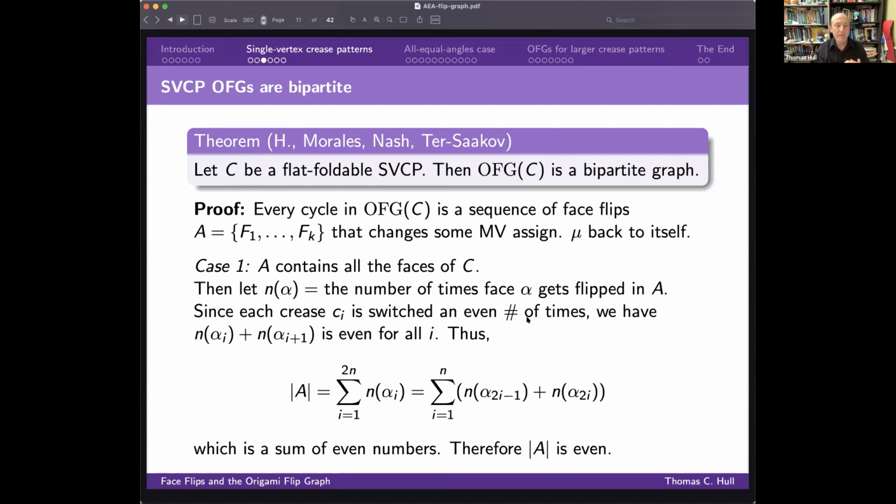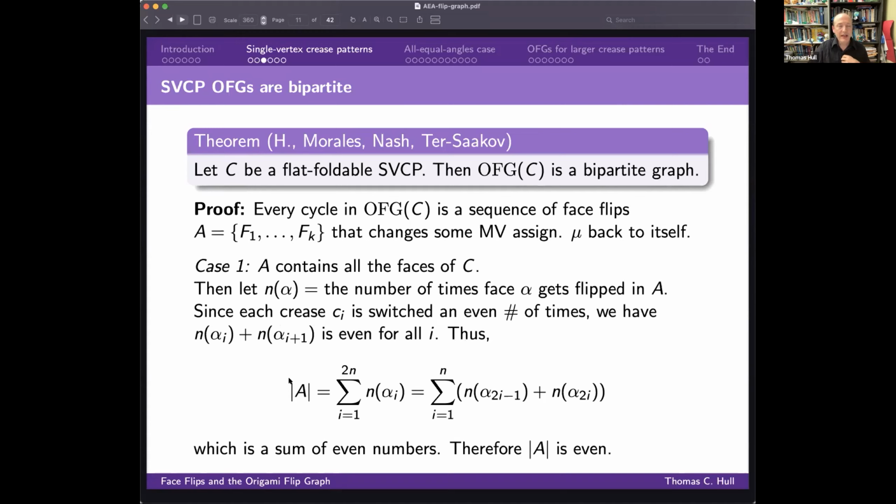So each crease might change, but it must change an even number of times to come back to where it started. And that means now crease CI is only changed if we flip the two faces next to it that I call alpha I and alpha I plus 1. So that means if I sum n of alpha I and n of alpha I plus 1, that must be an even number, right? Because that way crease CI will not be changed. All right, so that's true.